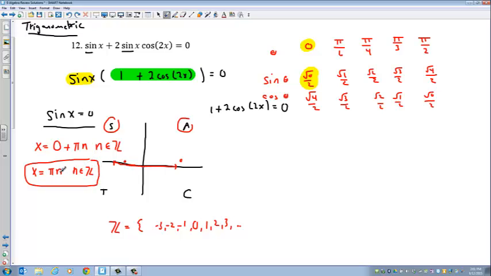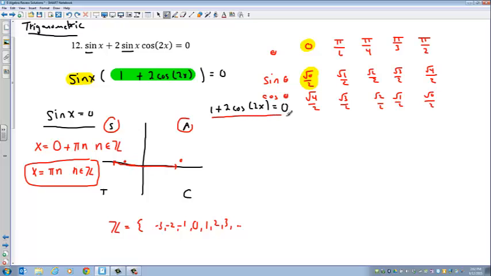So it says it's 0, pi, 2 pi, 3 pi, 4 pi, and also the negatives. So negative pi, negative 2 pi, and negatives mean just go the other way. Instead of going counterclockwise, now you go clockwise. So negative pi, negative 2 pi, negative 3 pi, negative 4 pi, and so on.